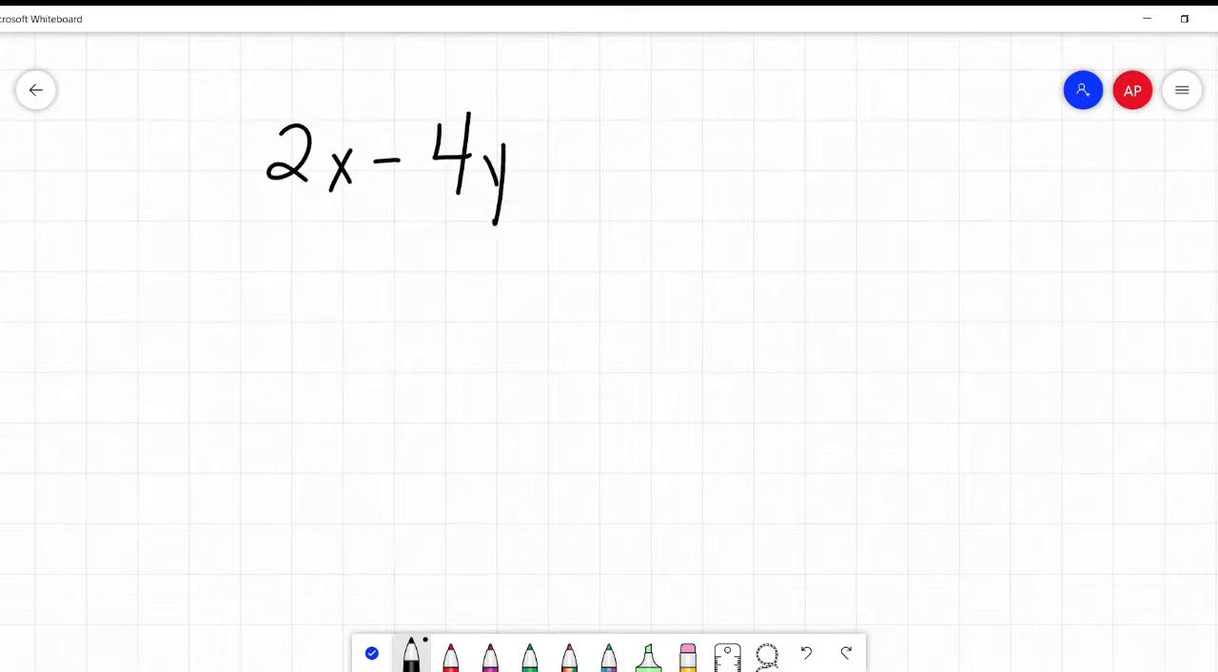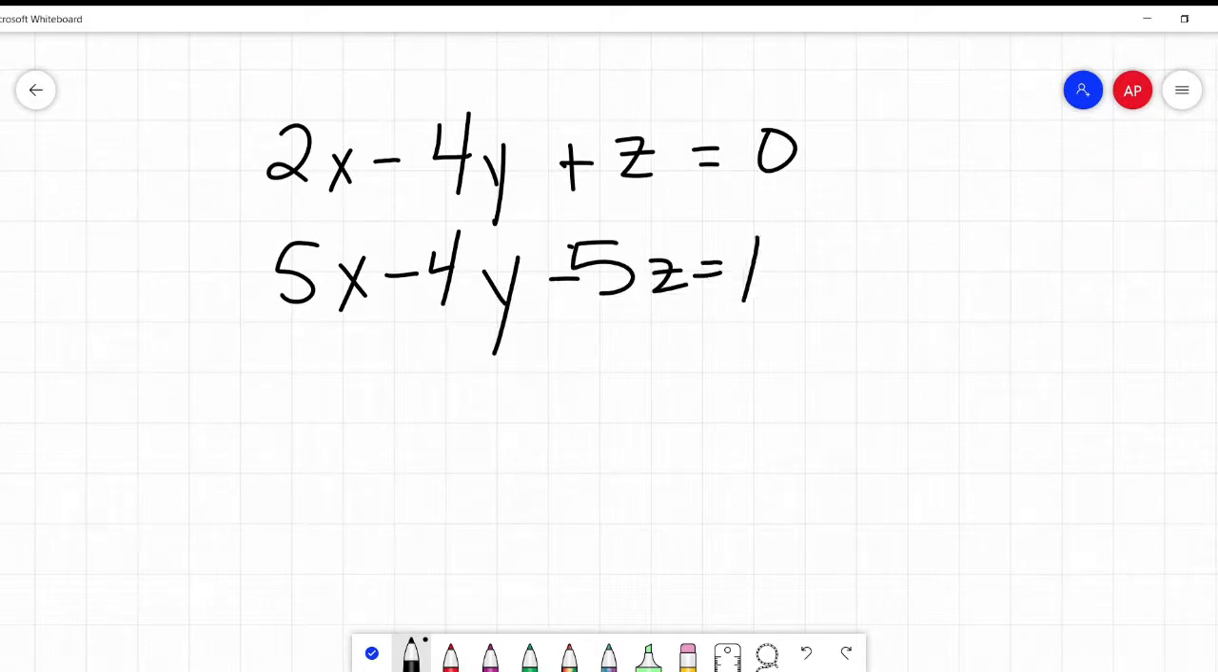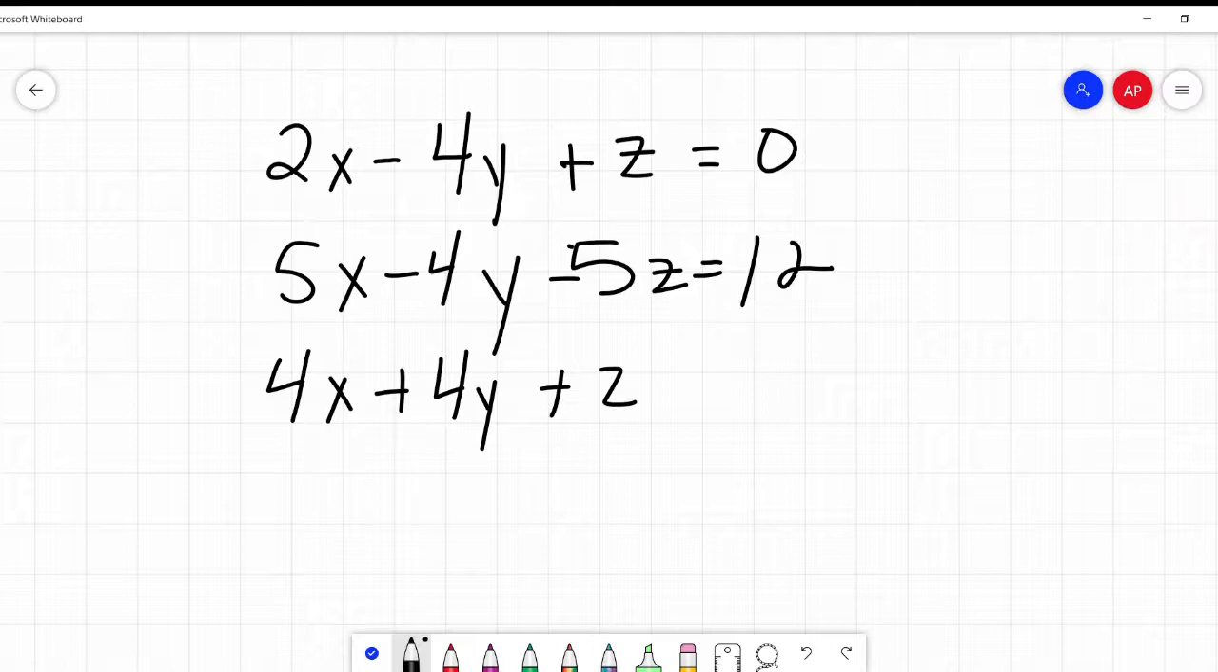2x minus 4y plus z equals 0. 5x minus 4y minus 5z equals 12. And 4x plus 4y plus z equals 24.